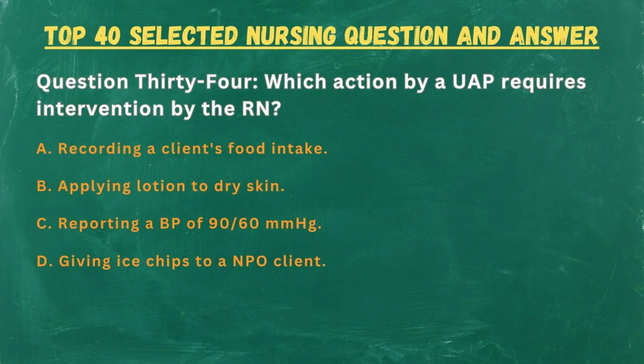Question 34. Which action by a UAP requires intervention by the RN? A. Recording a client's food intake. B. Applying lotion to dry skin. C. Reporting a BP of 90/60 mmHg. D. Giving ice chips to an NPO client. Answer: D. Giving ice chips to an NPO client.